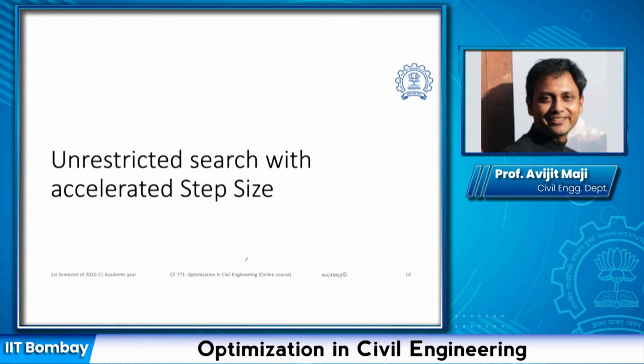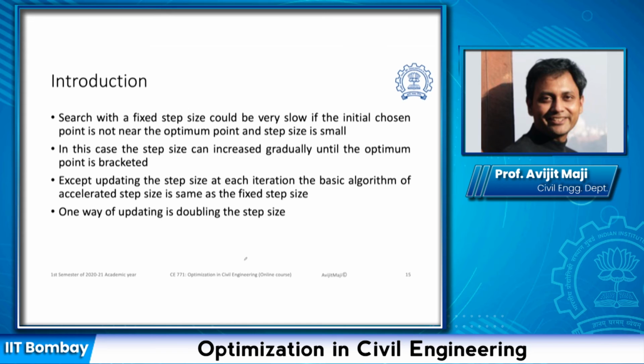So here we'll be discussing the unrestricted search with accelerated step size. In this method, we are actually using a step size which changes at each iteration. In order to reach our optimum value, or very close to our optimum value, we can increase the step size at each iteration. One of the ways of increasing the step size could be by doubling the step size.